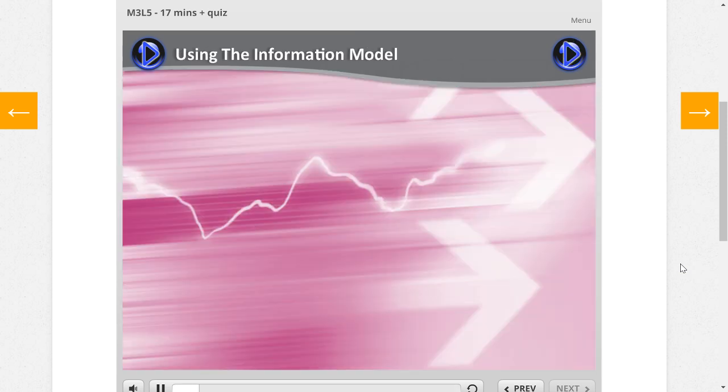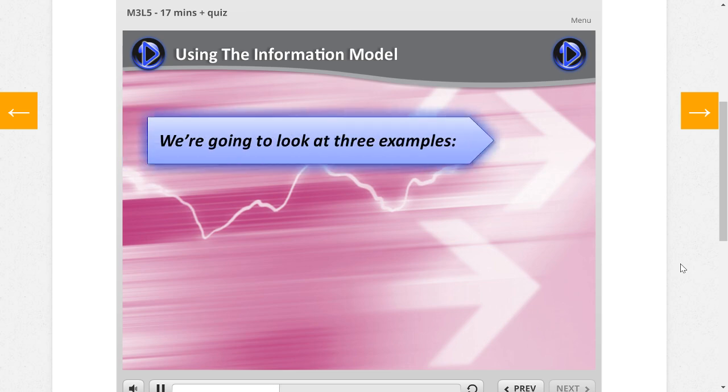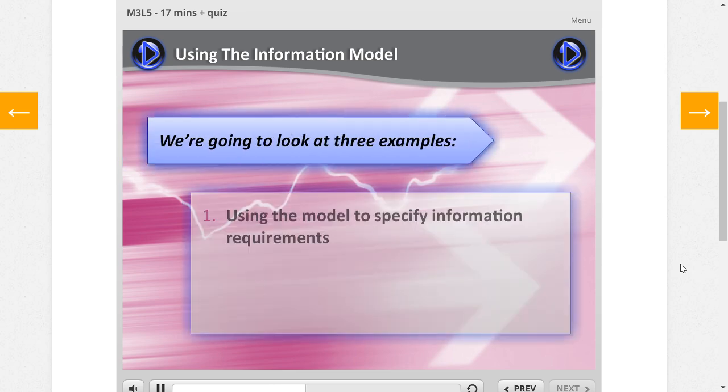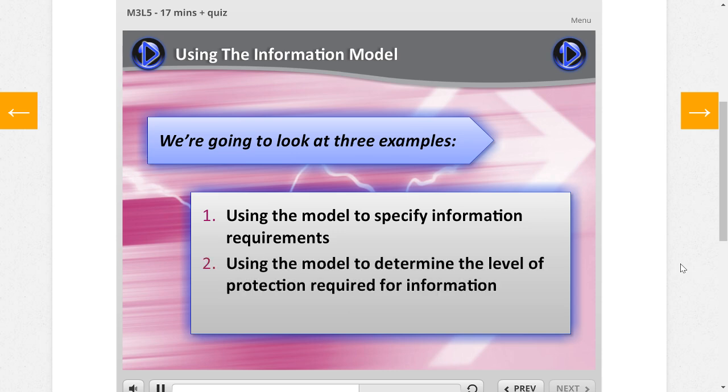Okay, we've introduced and described the information model. Now let's look at how it can be used. We're going to look at 3 examples. Using the model to specify information requirements. Using the model to determine the level of protection required for information. And using the model to review the information.